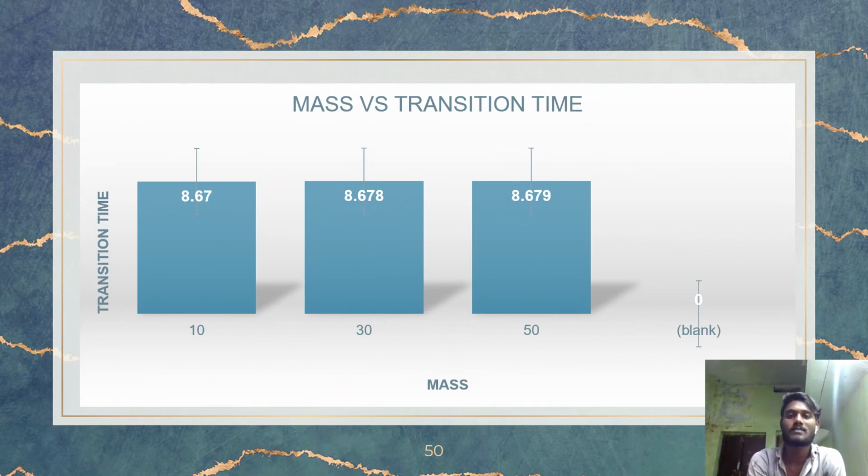The mass versus transition time graph. Here we have taken masses of 10, 30, 50 grams. When the graph is plotted, the transition time increases when the mass also increases. But there is no massive change. It only increases slightly, as you can see.